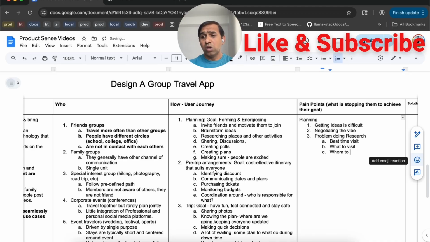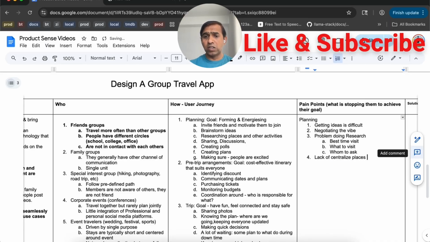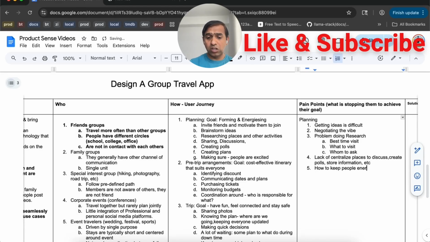Whom to ask? There's a lack of centralized places to discuss, create polls, and store information. This also leads to the problem of how to keep people energized. These are some pain points during the planning stage.